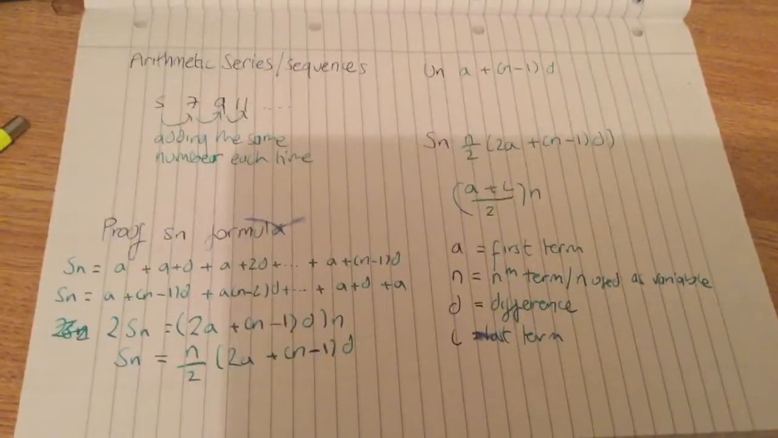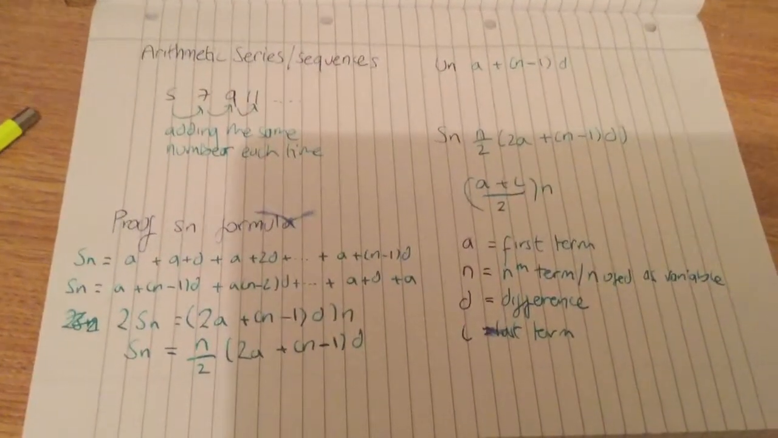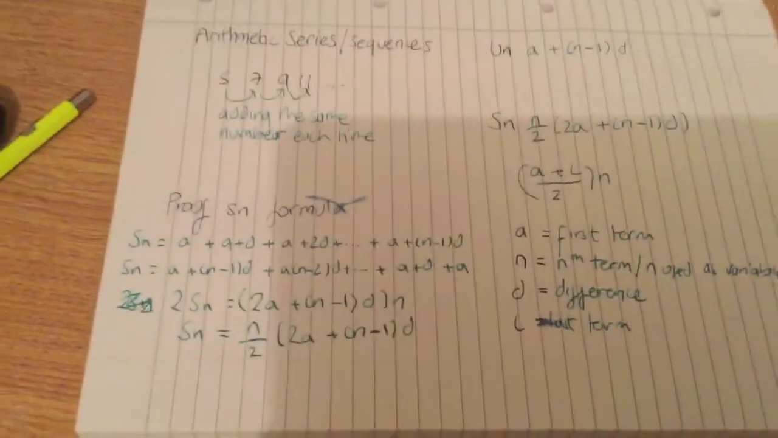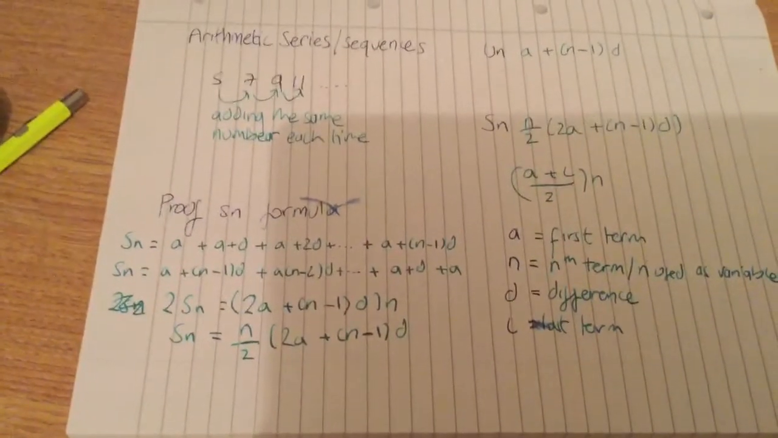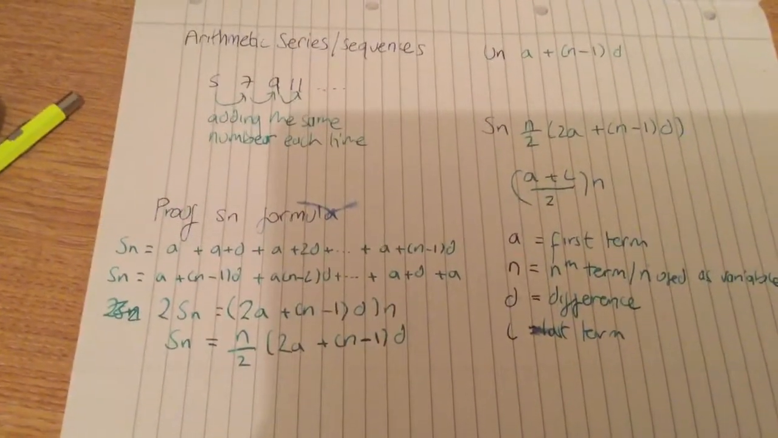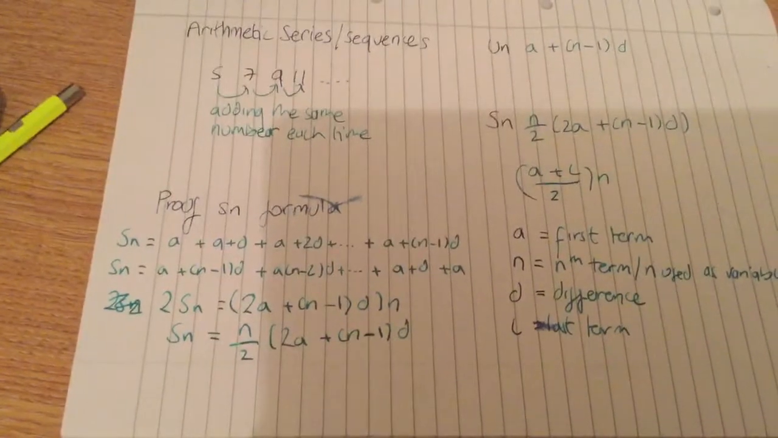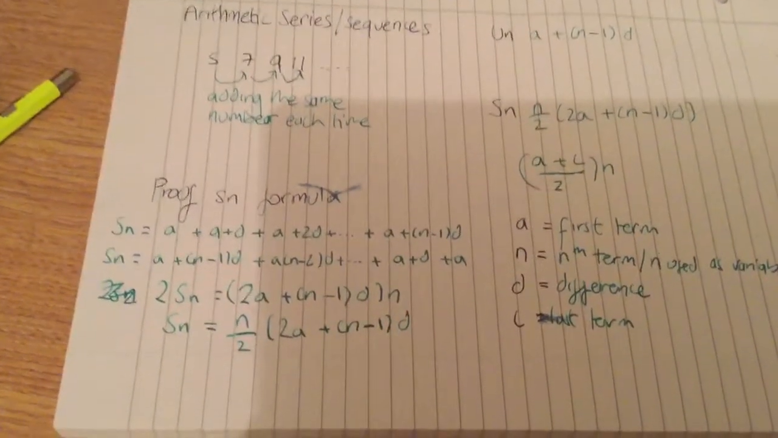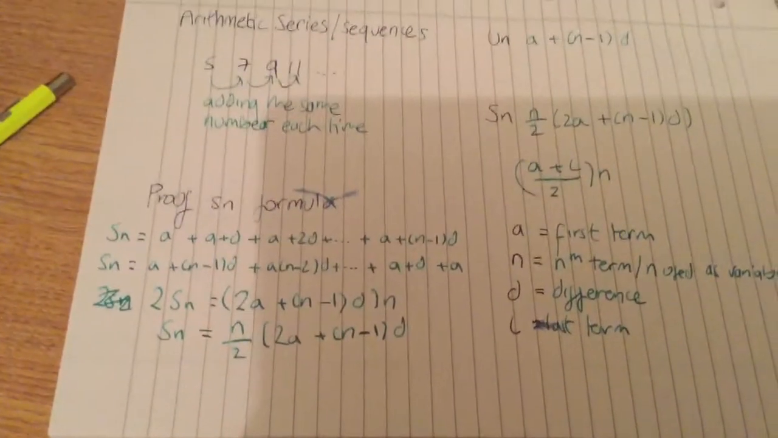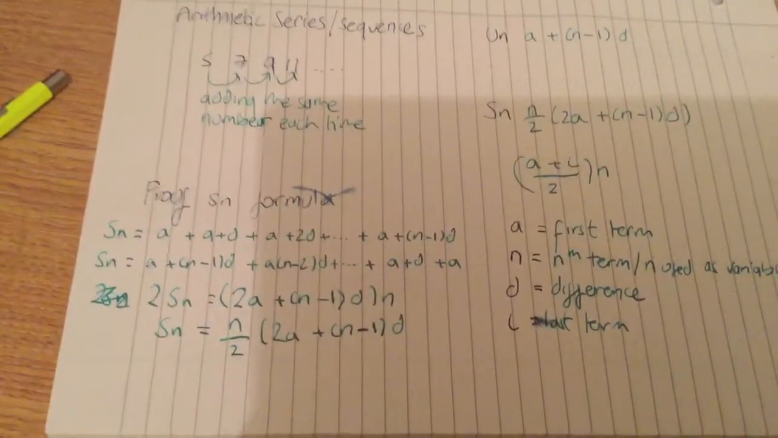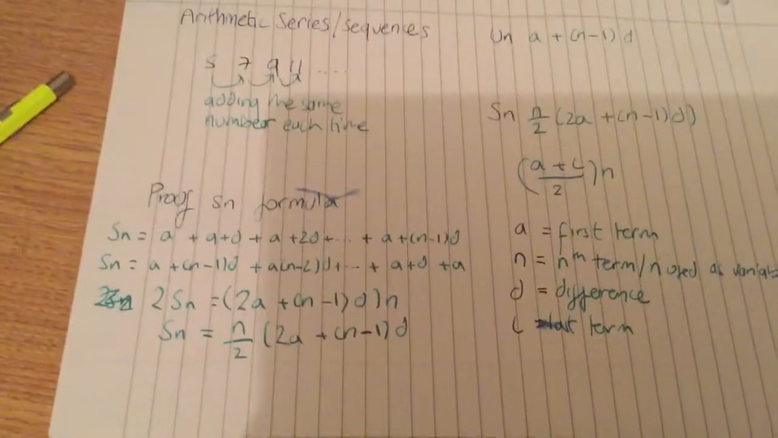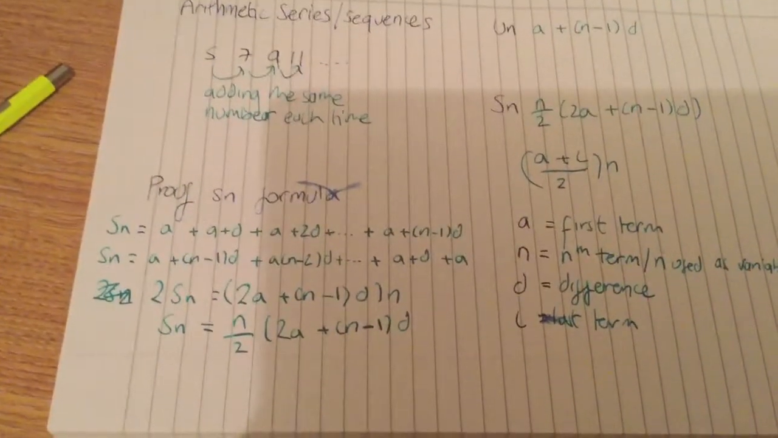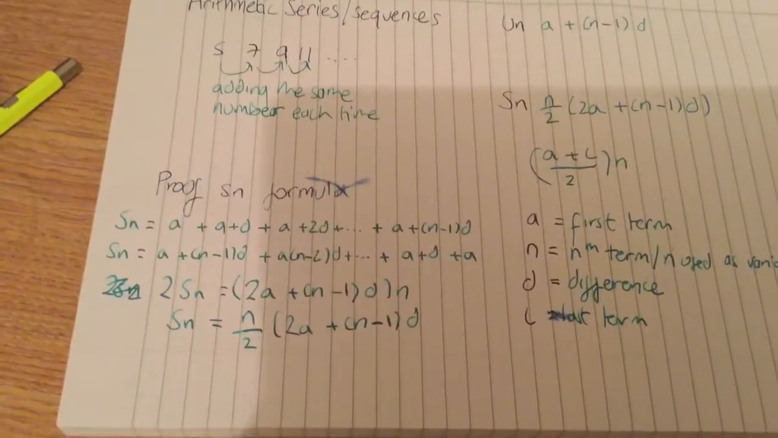The only major thing you need to be able to do with these, other than being able to use the formula, is be able to prove the SN formula, and the proof is given below. Basically what you do is you write down SN as a sum of all the terms you've got. So your first term, your second term, your third term, all the way up to your A plus (N minus 1)D, your final term. Reverse the order of that and write it out again. Add them together and collect.